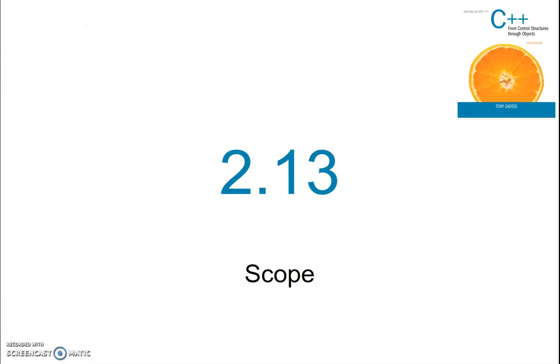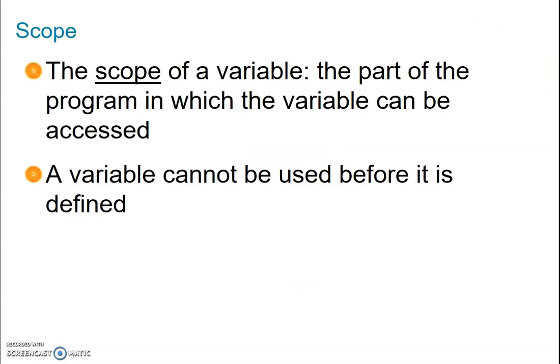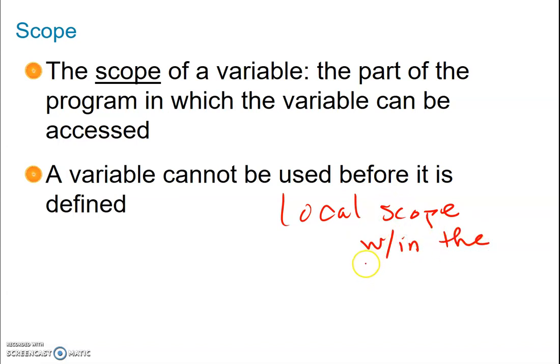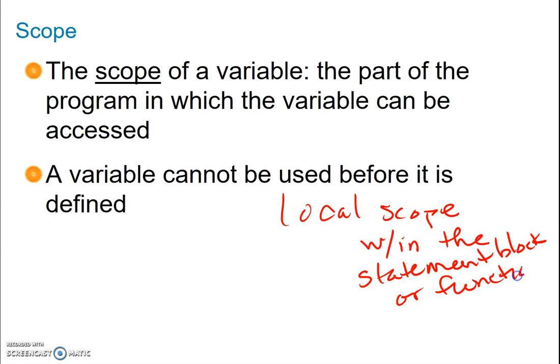So the last thing we're going to talk about is the idea of scope. And so scope is how visible is a variable in your program. Okay, the part of the program in which the variable can be accessed. A variable cannot be used before it is defined. And so we can think about the idea of local scope. So this is within the statement block, okay, or function, all right, and we'll see this more when we get to functions.